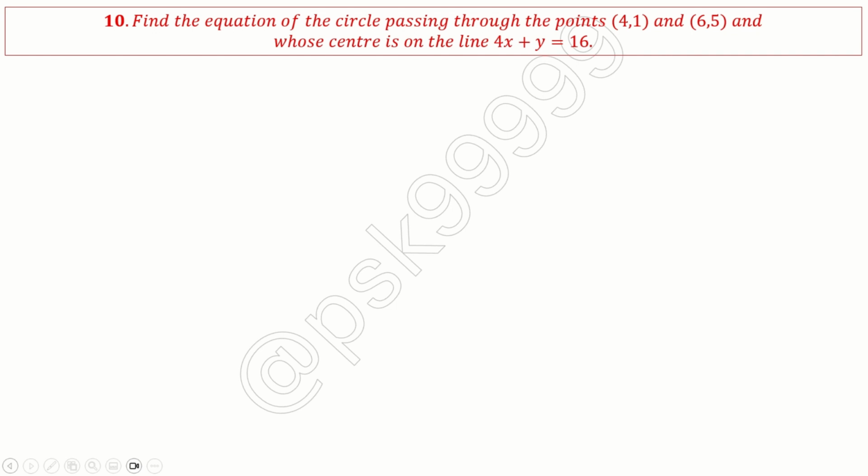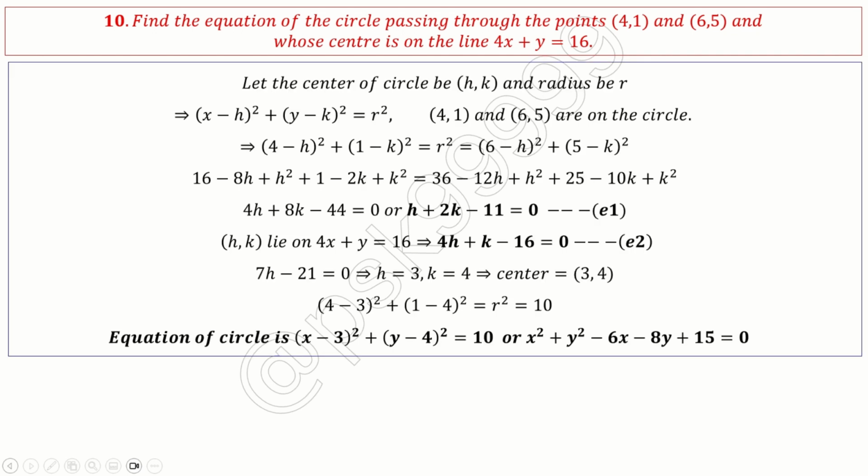That means if you have a circle equation, these 2 points satisfy that circle equation, and the center is on the line 4x + y = 16. Okay, so let's see how to do this. Let the center be (h, k) and the radius be r. This is my equation, the standard equation: (x - h)² + (y - k)² = r².